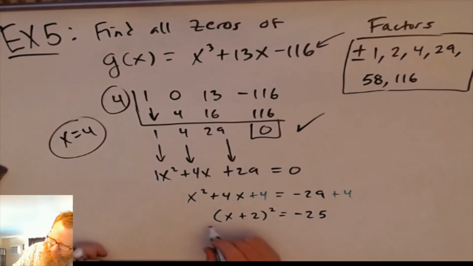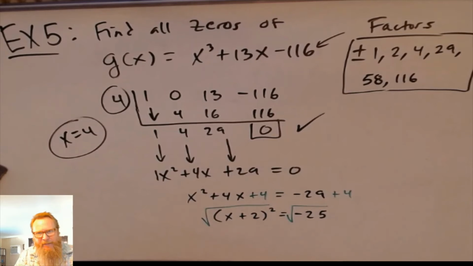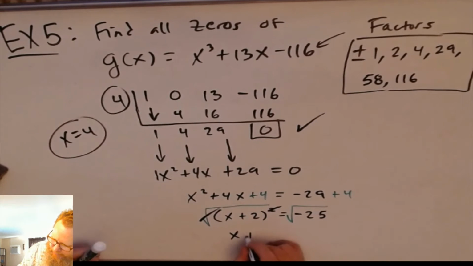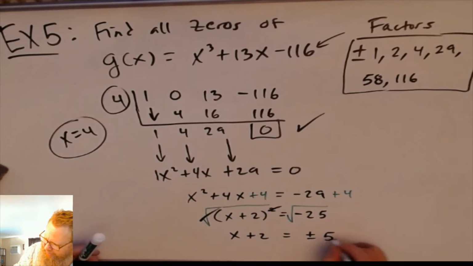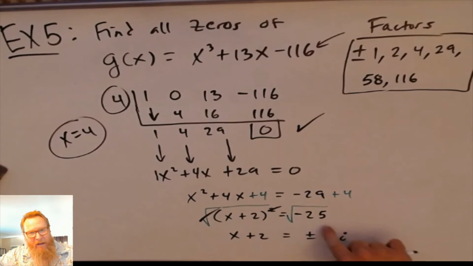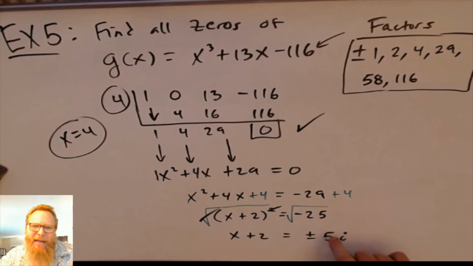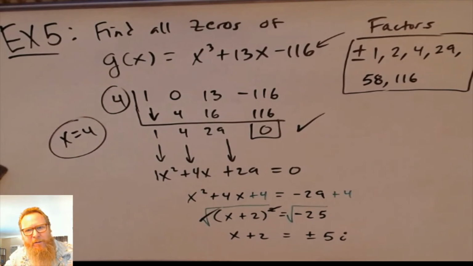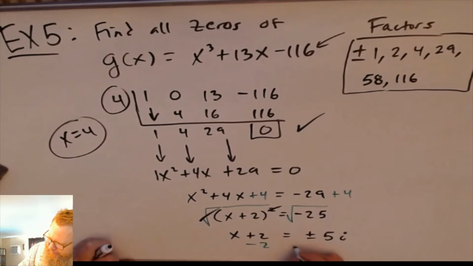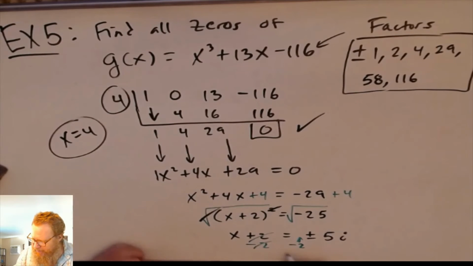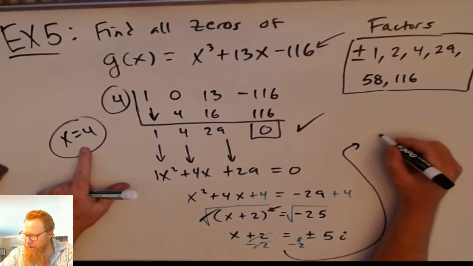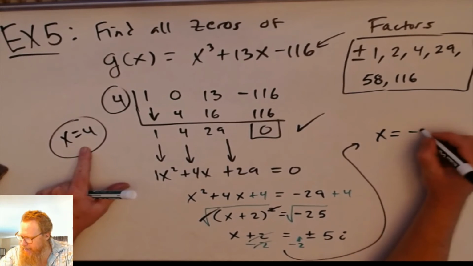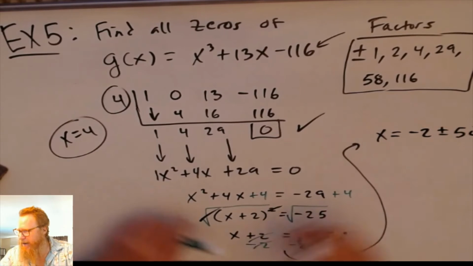Take the square root of both sides. X plus 2 is plus or minus 5i. I love it when that happens. I made it so this happens quite a bit. It's not going to happen every time, but quite a bit you get perfect squares. And then move the 2 over, minus 2, minus 2. Remember to put it in front here. And so your zeros are x equals 4 and x equals negative 2 plus or minus 5i.